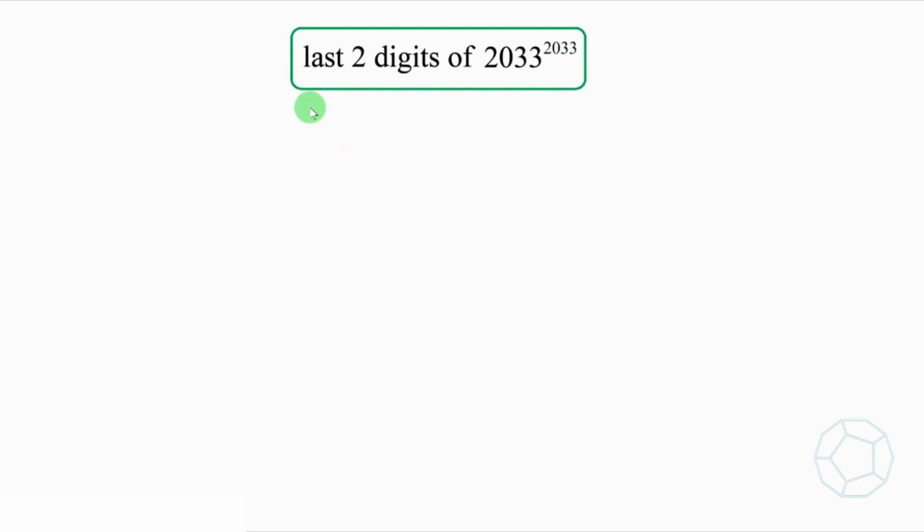Today we're going to look at a crazy problem of integers. What are the last two digits of this huge number? Let's start with a much smaller number, say 12345.